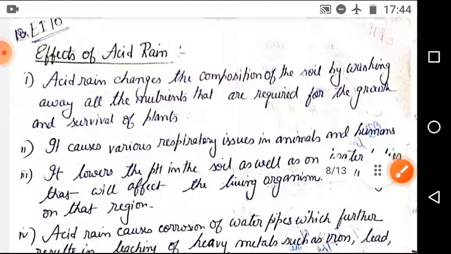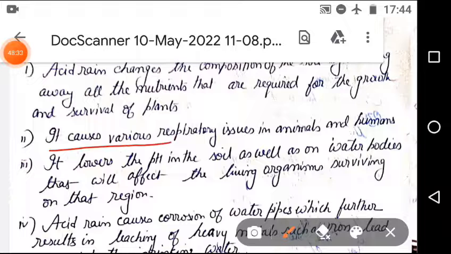Second, it causes various respiratory issues in animals and humans. Well, you have commonly seen that if you have itches or acne, or prickly heat, in Bengali we say gham machi, then if you shower in the rain, all those things will be gone.